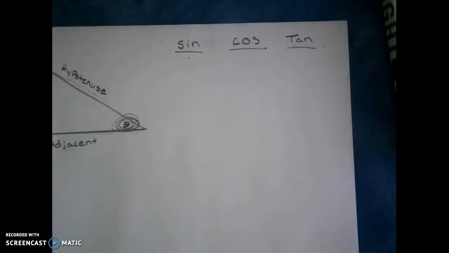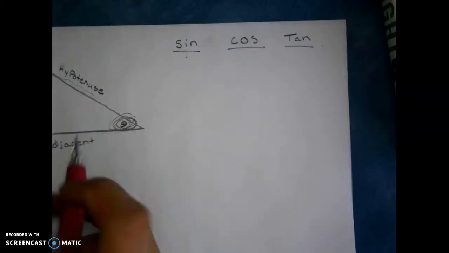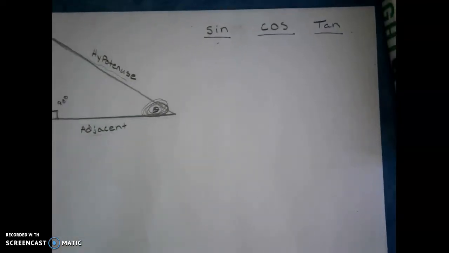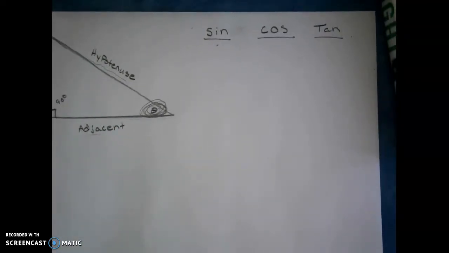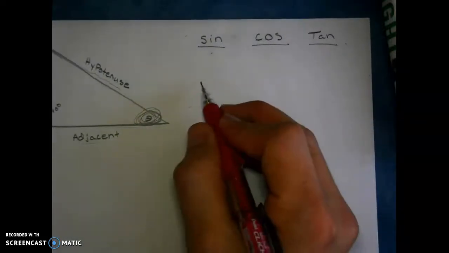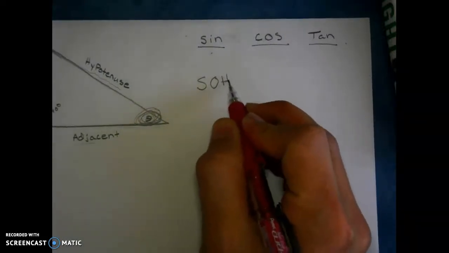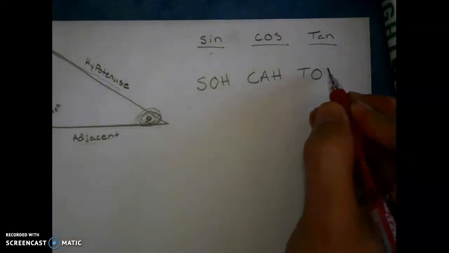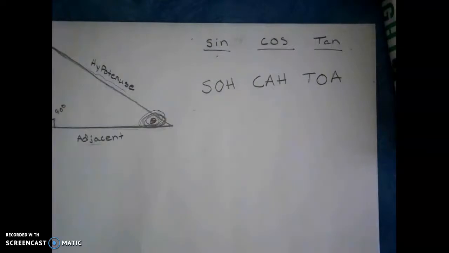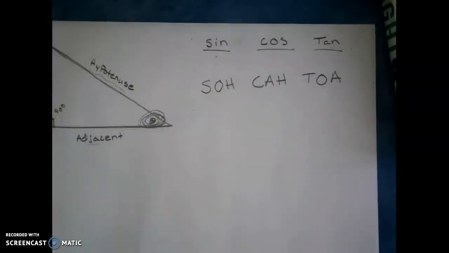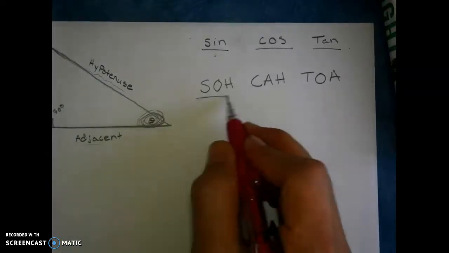Let's break down what these three things are. Sine, cosine, and tangent are ratios of the sides that help us find theta, the missing angle. Before we get into actually using these, we're going to talk about something that will help us out, and this is SOHCAHTOA. This is a way we can make it easier to memorize what the ratios are for each of these. Let's start with sine, this one right here.